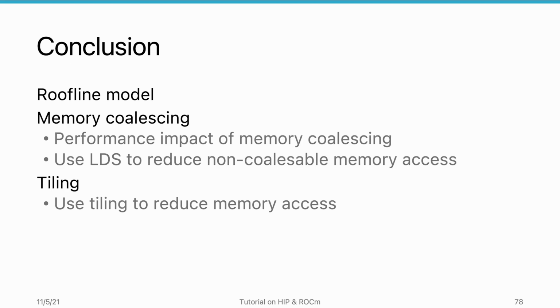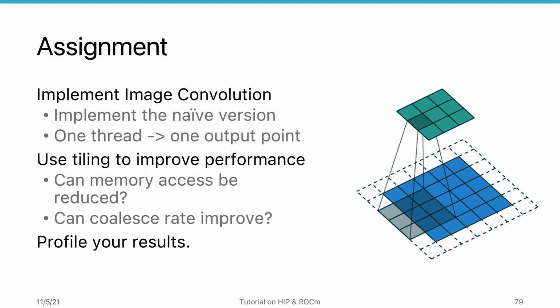As an assignment of this unit, I want you to implement the image convolution algorithm. It's a building block for a convolutional neural network. If you implement this algorithm, you can start with the naive version by using one thread to calculate each output element. Then you can try to use ROC-Prof to profile the program and see what the performance issue is. Is it a compute-intensive or memory-intensive workload? And you can also analyze if the memory access is repeated or if the memory access is non-coalescible.